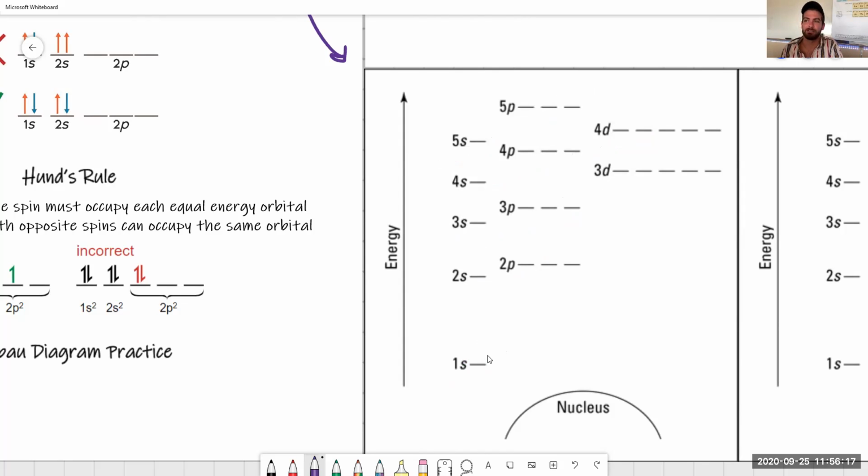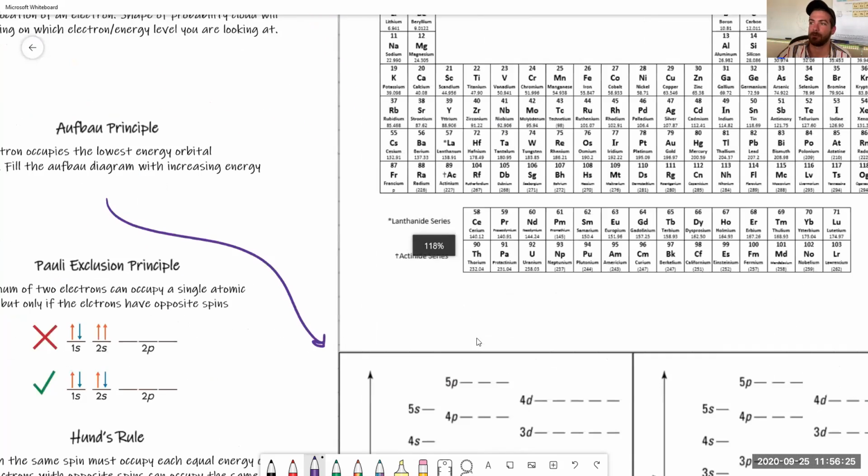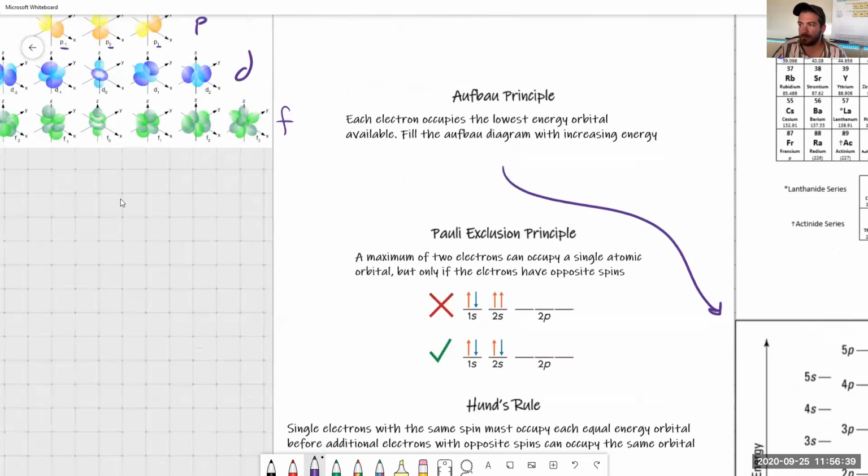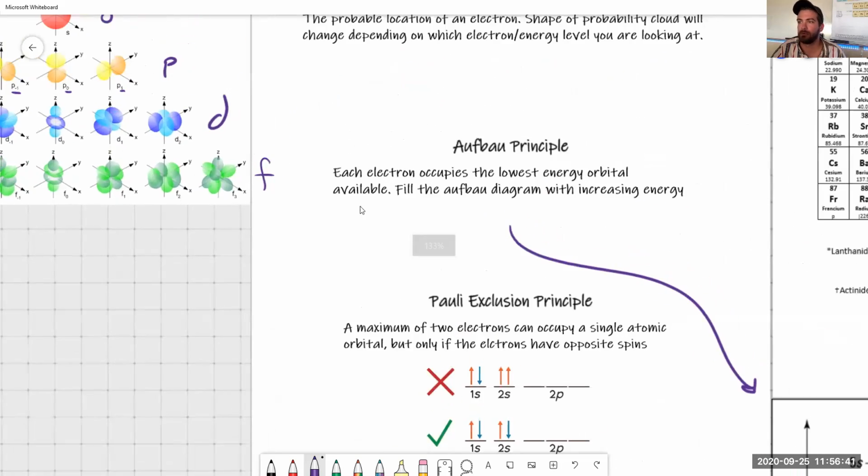But the reason 3d doesn't fill before 4s, the reason it goes 3s, 3p, is because look, 4s is lower energy than 3d. Even though it's the 3 and you think 3 comes before 4, you have to follow this energy trend. And how we prove that on the periodic table is because remember, this is your 3d group right here, starting with scandium. This is your 4s group. Which one comes before? 4s or 3d? 4s, so that fills first, okay? So jumping back to the Aufbau principle, that's what we're looking at, filling with increasing energy.